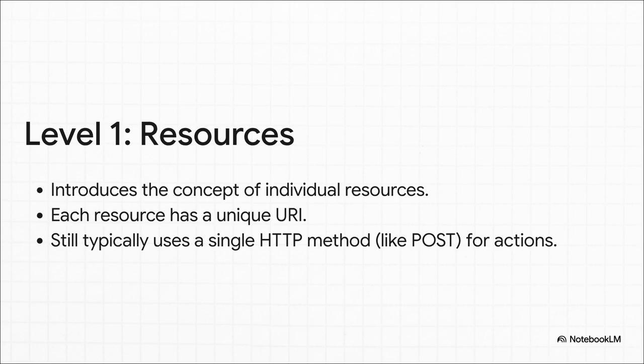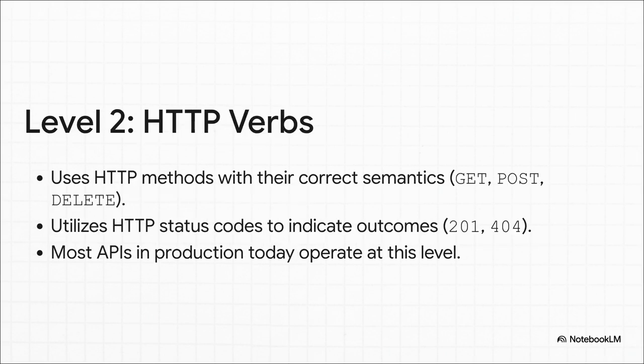Level 1 is a step up. Here, we start thinking in terms of resources. Instead of one endpoint for everything, we have multiple URIs, each one identifying a specific thing, like an appointment slot on a doctor's calendar. We're still just using POST for everything, but at least our system is better organized around nouns, not verbs.